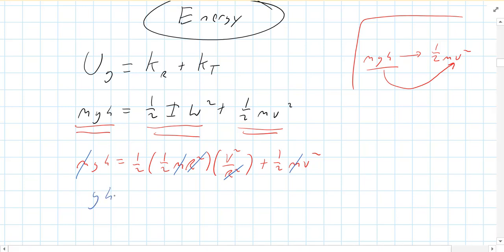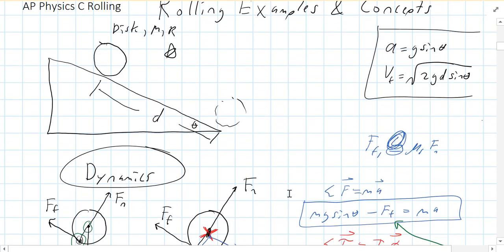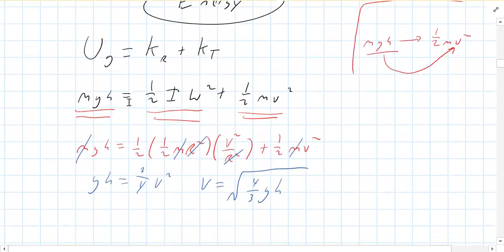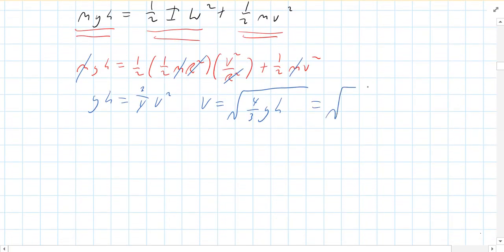And we get gh equals 1/4 v squared plus 1/2 v squared. You get 3/4 v squared, or v is the square root of 4/3 gh. Oh, and I didn't give you h, but hopefully you'll look at the trig up here and say, what's the height? Well, the height is just d sine theta. It's just a right triangle there. So let's make that substitution in here. So that'd be root 4/3 g d sine theta. And that's the same answer we got before for the final velocity.